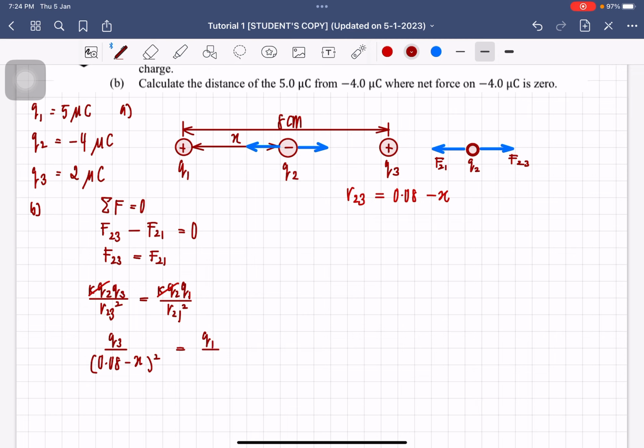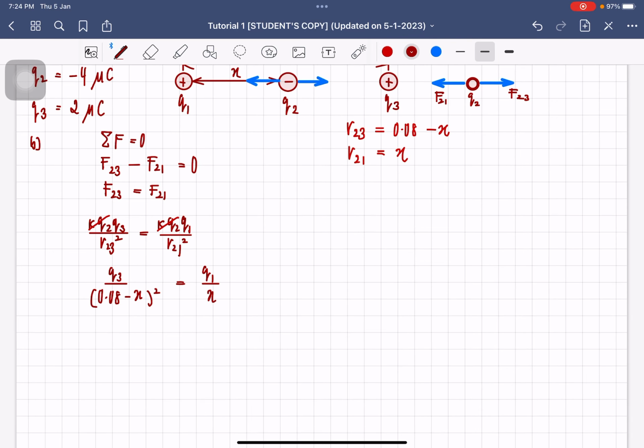So what is the distance between 1 and 2? It is just X. So again, I'm just gonna put it here just so that you don't get confused lah. So this is X. Okay, so dapatlah X square di sini. Okay, so the physics is done. Now it's just the maths.